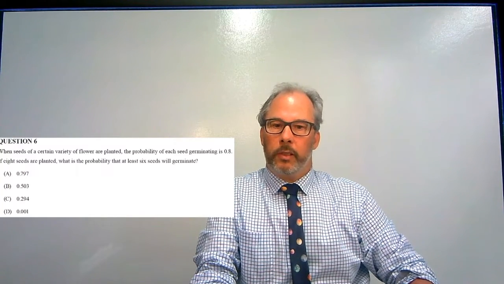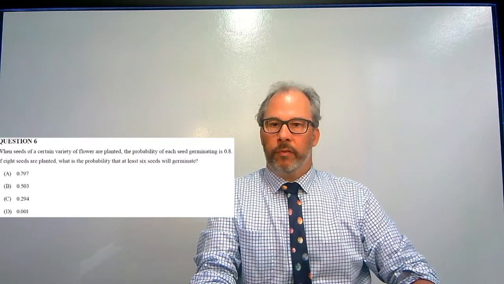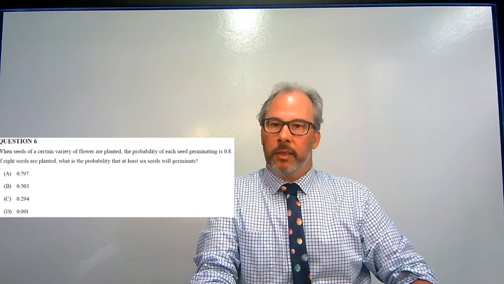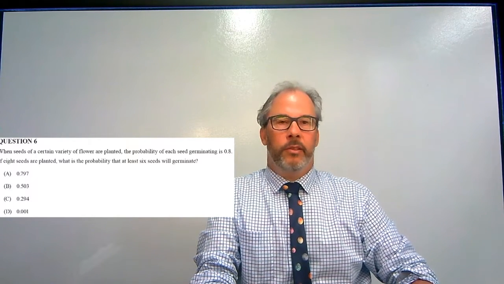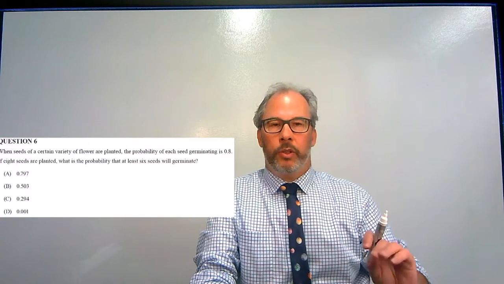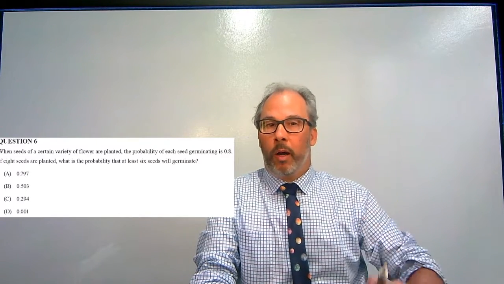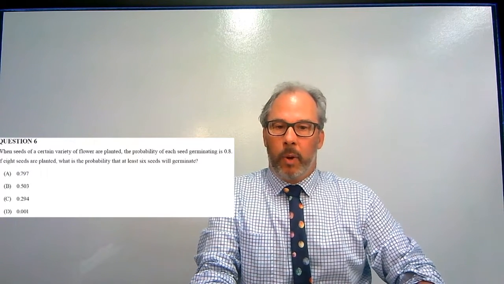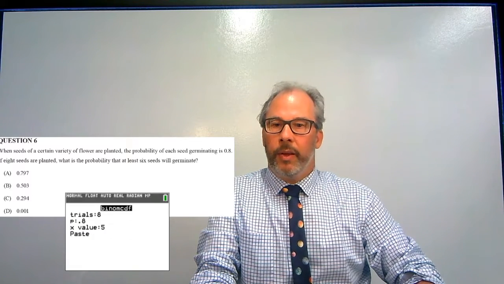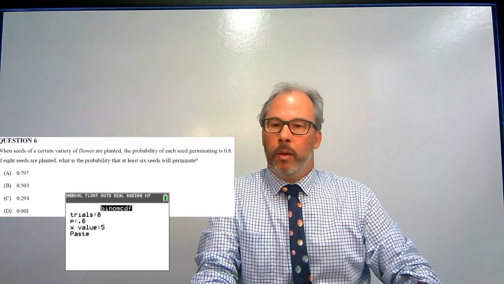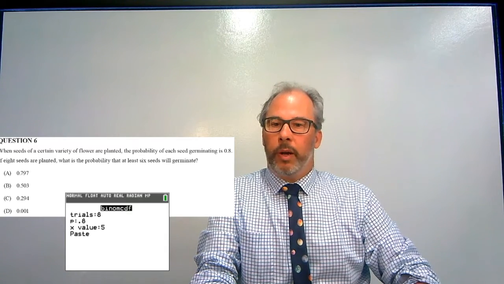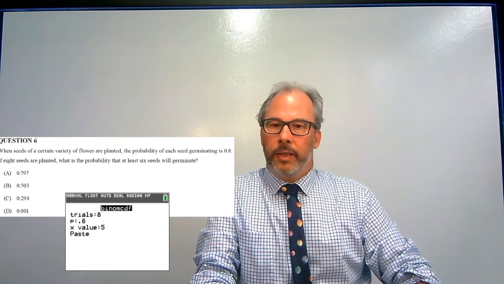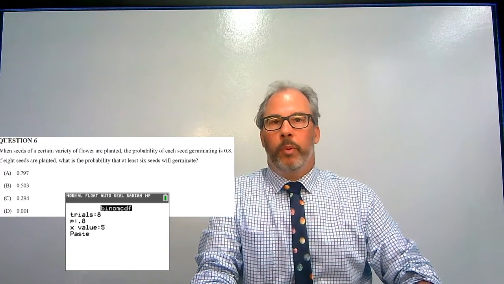And question 6, we've got when seeds of a certain variety of flower are planted, the probability of each seed germinating is 0.8. If 8 seeds are planted, what's the probability that at least 6 will germinate? So this is a question that involves discrete data, so you should be thinking, I'm going to use the binomial features of my calculator. In this case, I'm going to use binom CDF, and the number of trials is 8. My probability of success is 0.8. Now, you might be thinking, why am I going to use 5 in this case? Because the question is asking, what's the probability of at least 6?